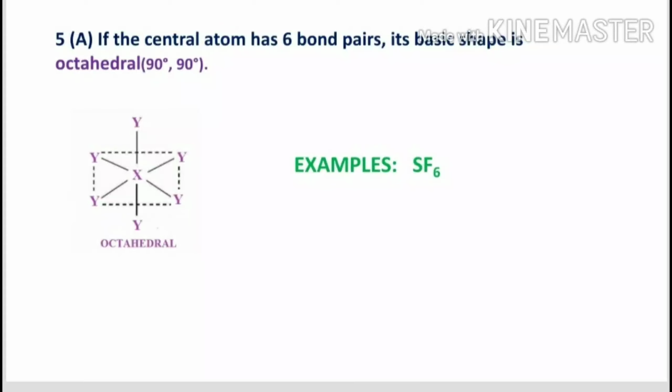Next, 5a. If the central atom has 6 bond pairs, there is no lone pair. In this situation, the basic shape is octahedral. The angle is 90 degrees between the square planar and axial positions. The example is SF6. Here only bond pairs are present, 6 bonds at the center. Many examples are also given in coordination complexes. In the middle there is a metal, and 6 ligands are present in an octahedral arrangement: 2 axial ligands, and 4 ligands at the corners of the square. So this is the octahedral structure.